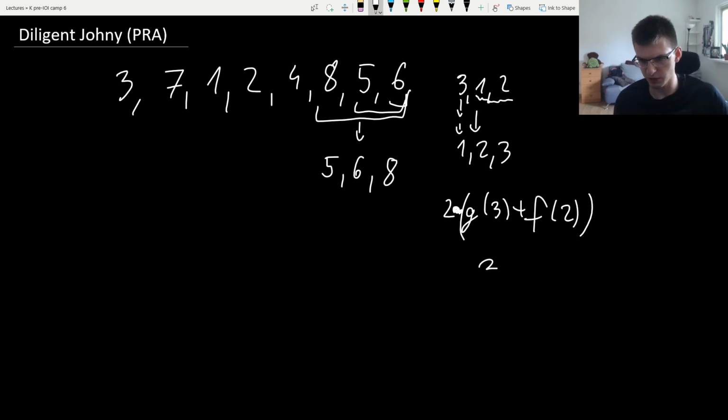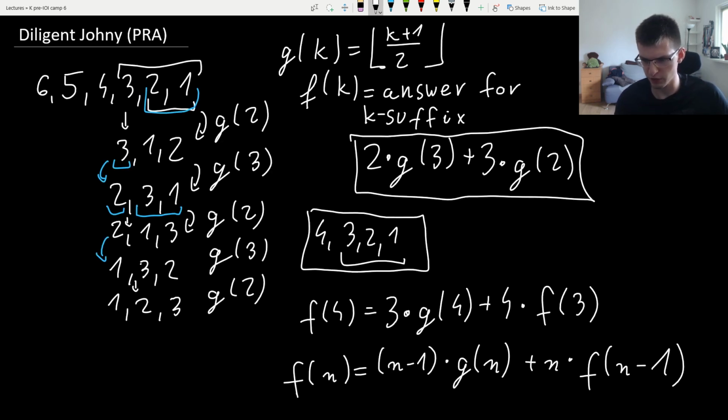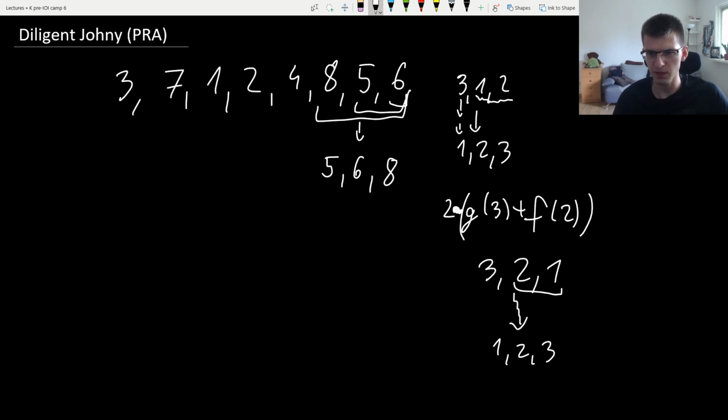But previously we talked about moving from 3, 1 to 1, 3. Then we had one more operation to sort the suffix. This is why in the formula here we have n, not n minus 1. But this time the suffix is already sorted, so we are done. And we got suffix 5, 6, 8. Then we extend by 4, by 2, by 1, and now we have 7.